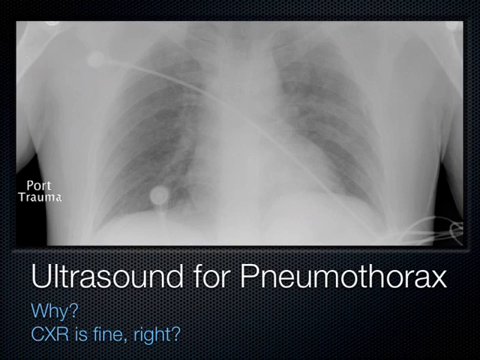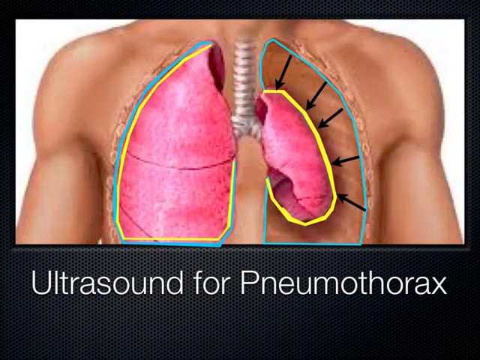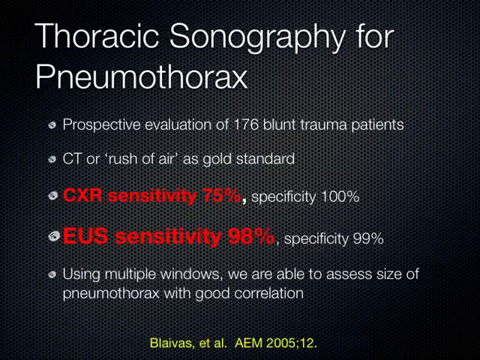So CT scan has really been the gold standard for a long time, but now ultrasound is gaining on that, and it's gaining a lot of favor because one, it's cheaper, it's safer, and it's faster. It's a lot faster. So we can very successfully use ultrasound for pneumothorax, and so we'll talk about that. And what we're going to be doing is interpreting those artifacts to see if we have normal lung or not.